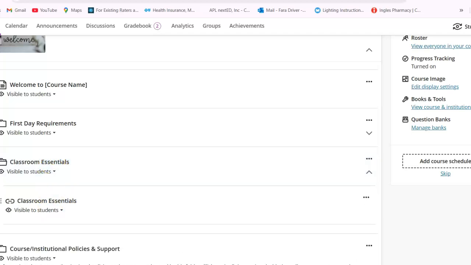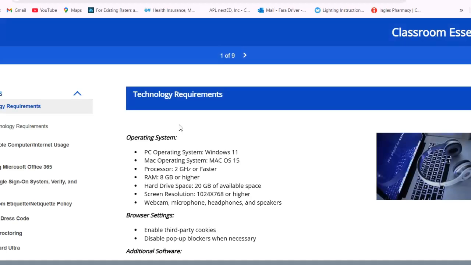It opens up into a new web page, and I'm going to show you that web page now so that you have an understanding of what you're doing, because there are a couple of things that are particularly significant in it. All right, so you've got your technology requirements, which most of you know. You've got your computer and internet policy, how to set up Microsoft Office 365, the single sign-on things, normal stuff, the net etiquette policy. And since we are online, net etiquette is what we will be working with.